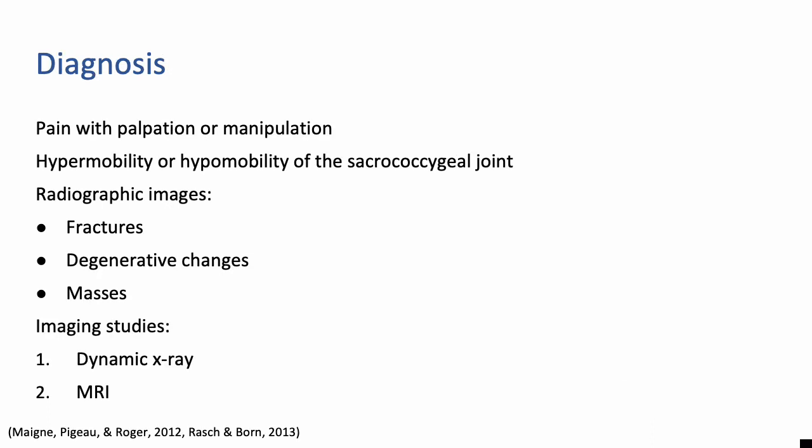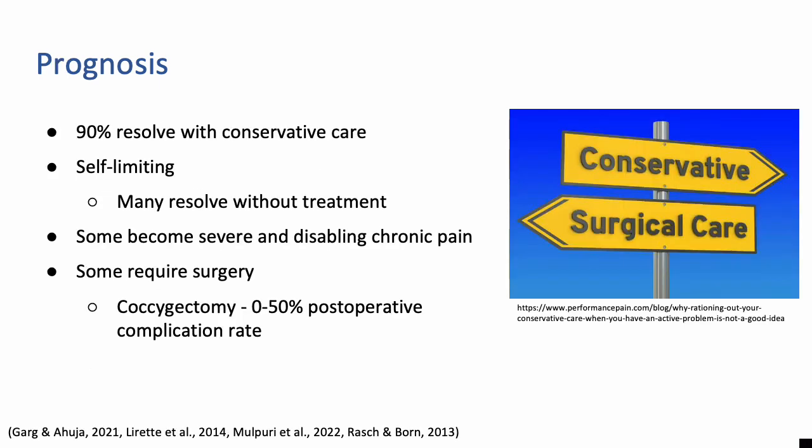So to diagnose coccydynia, we're going to palpate the coccyx, locate the pain. Check for hypermobility, hypomobility of the sacrococcygeal joint. If there's going to be radiographic images, they're going to be checking for fracture, degenerative changes, or masses. And then in terms of imaging studies, X-ray is preferred, and an MRI is a second choice. The prognosis is that 90% of these cases are going to resolve with conservative care, so that's great. Most of them are self-limiting.